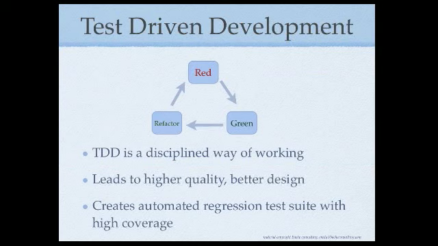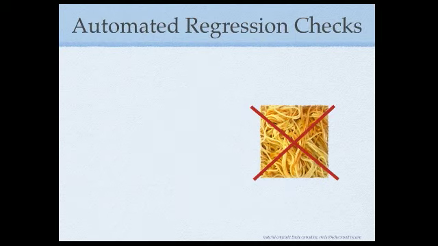Test-driven development is a disciplined way of working that programmers use that leads to higher quality systems with good design, and along the way, you create an automated regression test suite with good coverage of your functionality. This changes the way of working at a minute-by-minute level, and these benefits are reported by practitioners who use this way of working. Now, this suite of automated regression tests is for catching errors.